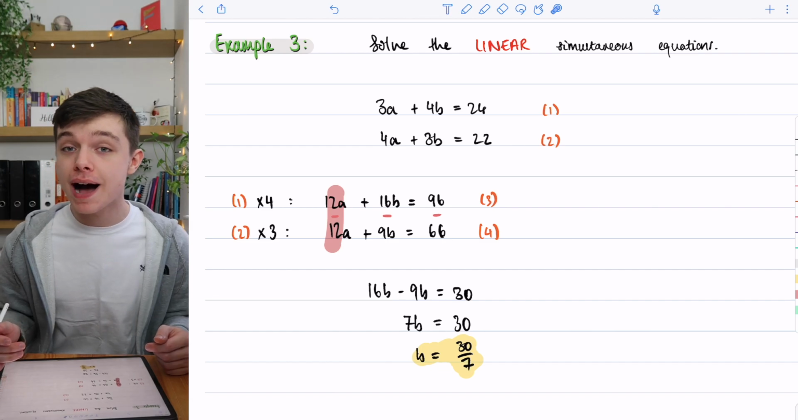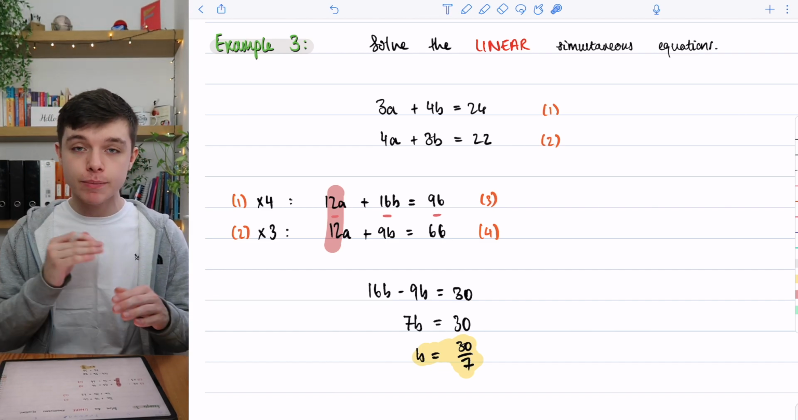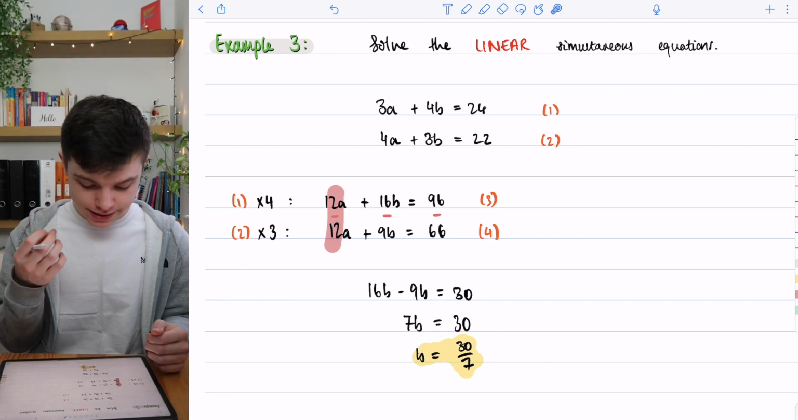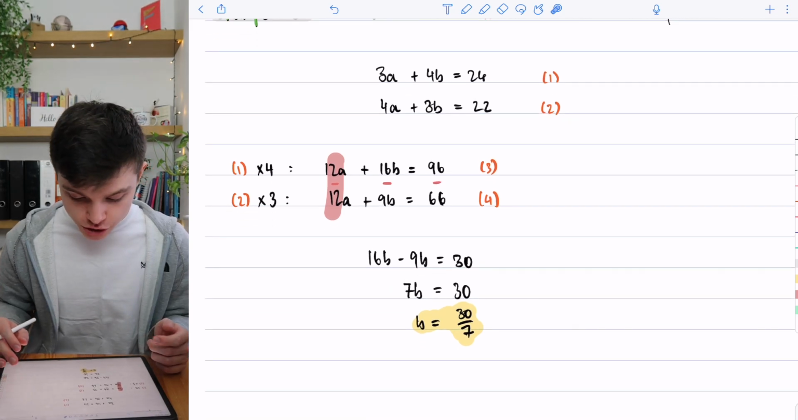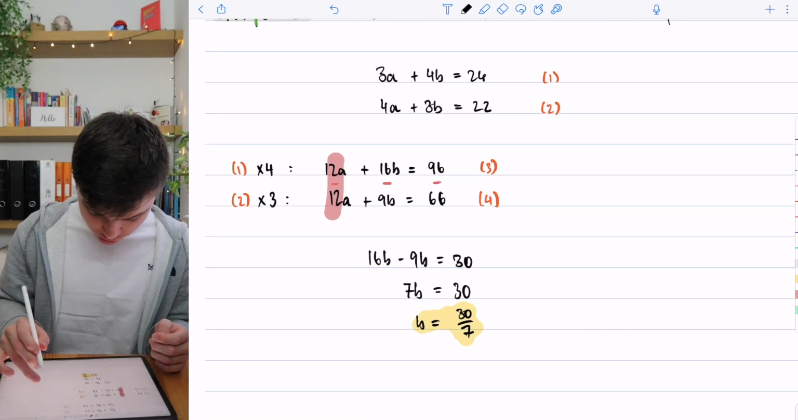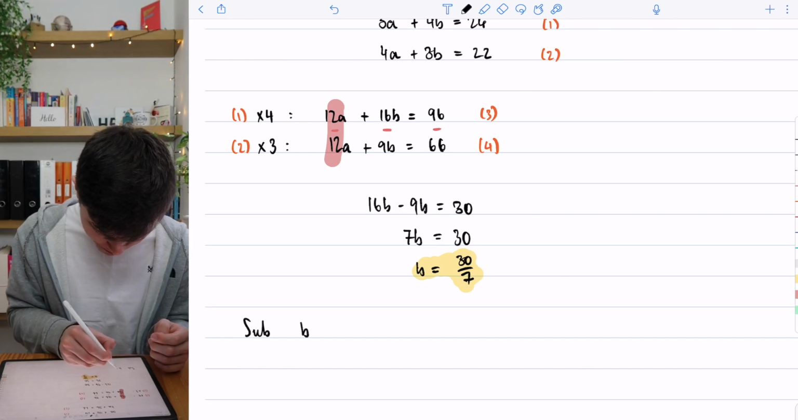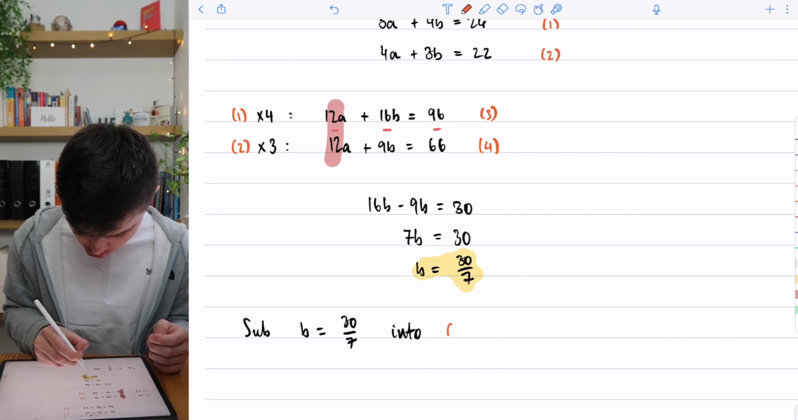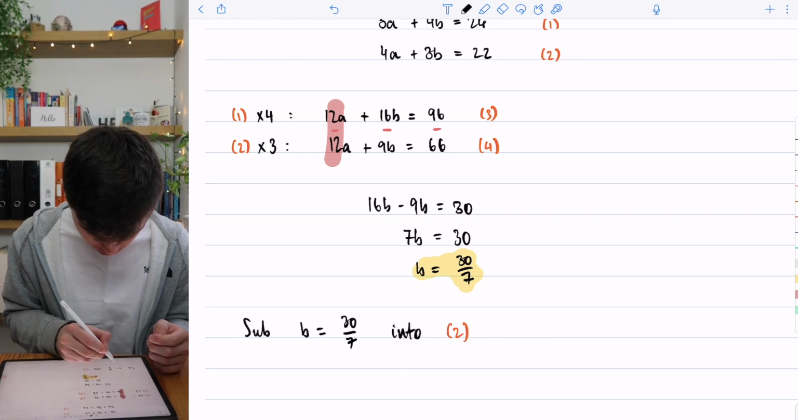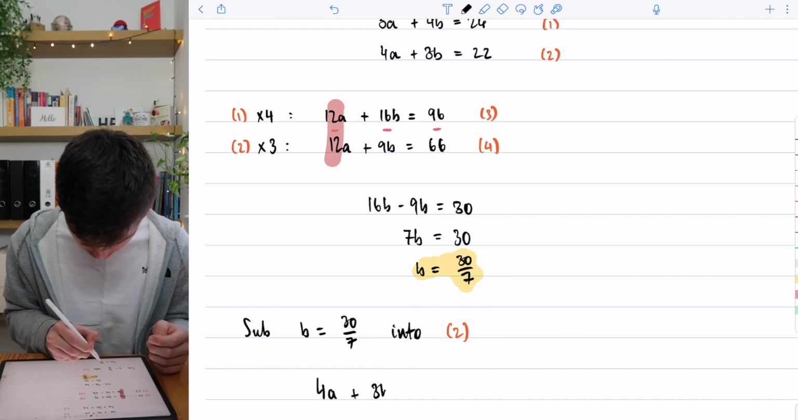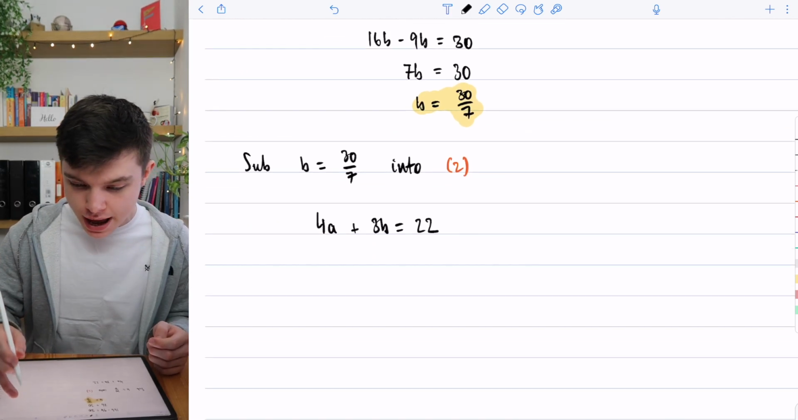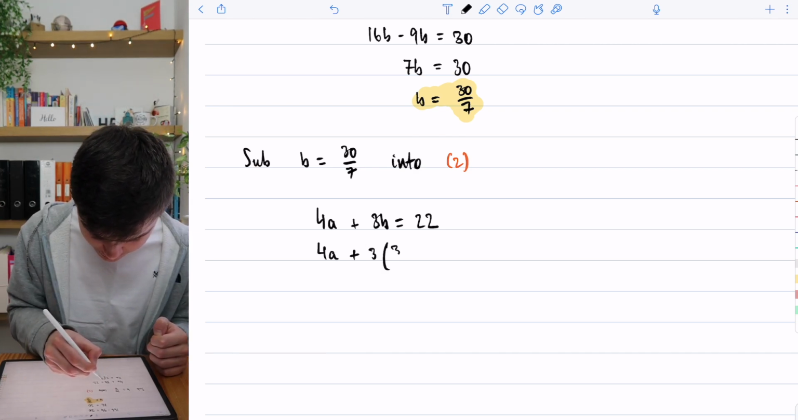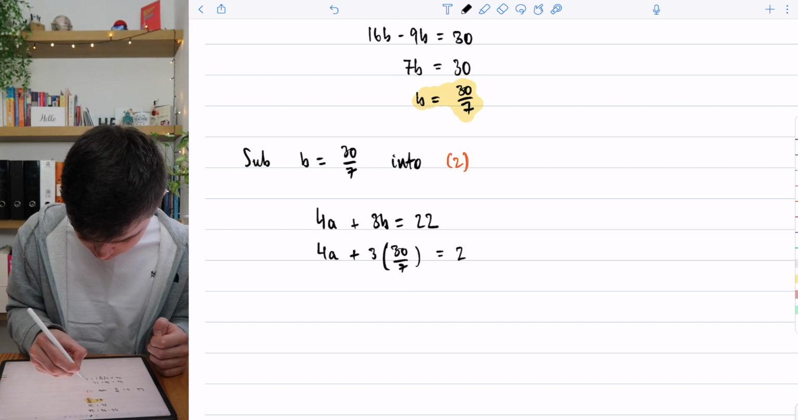Now all we need to do is part 3, substitute our known variable back into either 1 or 2 to find out the value of our eliminated variable. I'm going to substitute this into number 2, so let's write it down here. Sub b equal to 30 over 7 into equation 2. Now equation 2 was 4a plus 3b is equal to 22, and we're just going to substitute that in. So 4a plus 3 times 30 over 7 is equal to 22.